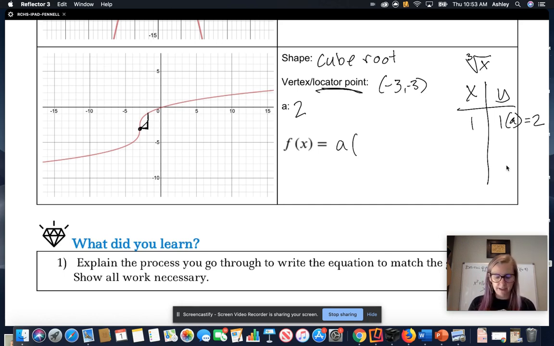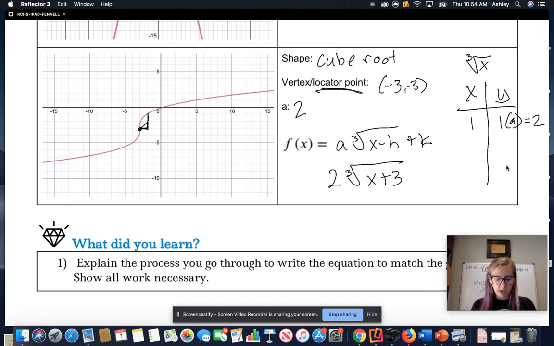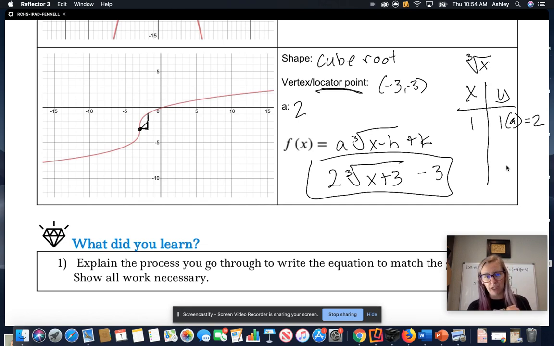We know it's going to be a times x minus h cubed. Oh, no, not a cubic, cube root. A times the cube root of (x minus h) plus k. So our a value is 2. We have the cube root of (x plus 3), because minus a negative looks like a positive, and then minus 3. And that is the equation of your cube root function.